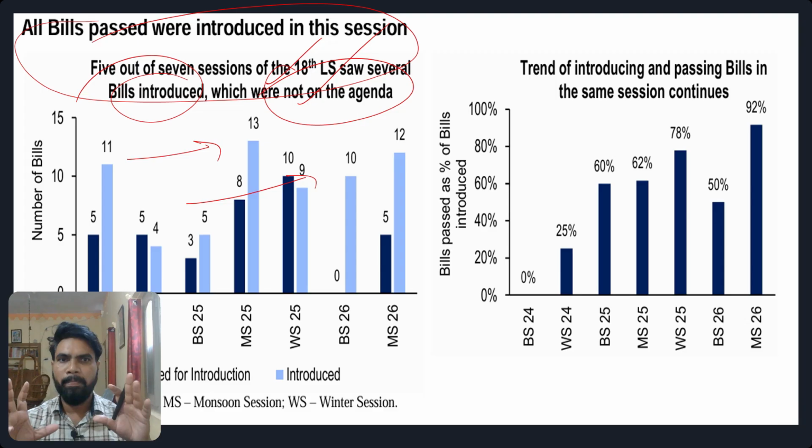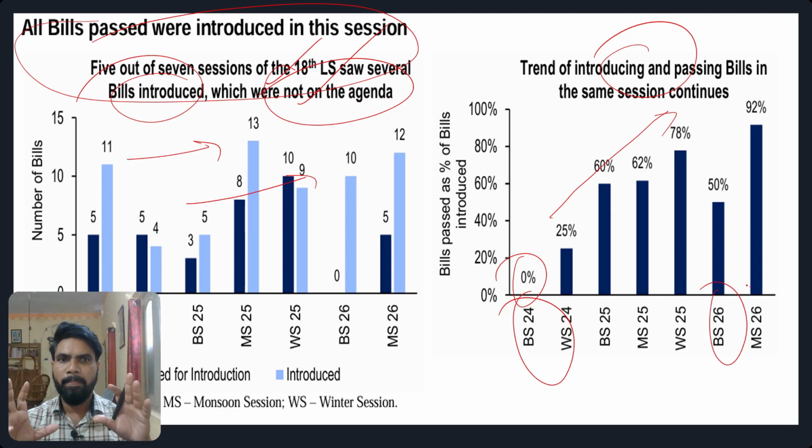If you ask me whether it is a good practice, I will say it's not a good practice. Introducing bills without schedule is not a good practice. Then you see the trend of introducing and passing bills in the same session continues. Up to the budget session of 2024, no bill introduced in the same session was passed, but after that it kept on increasing, except in the budget session of 2026.